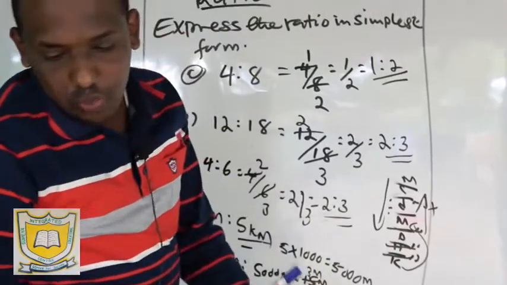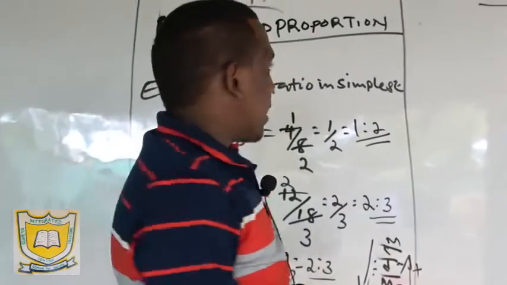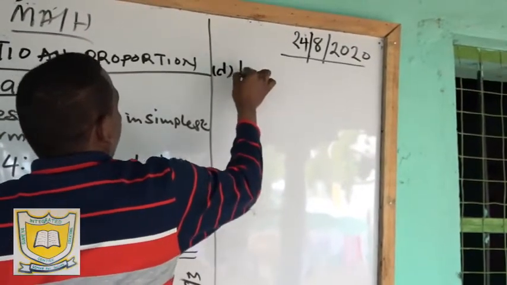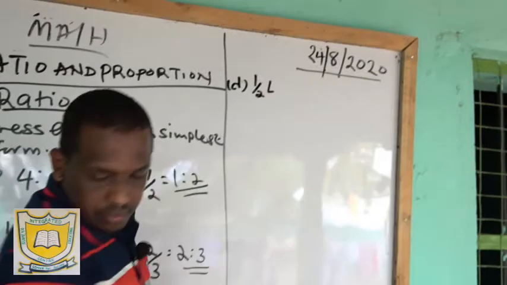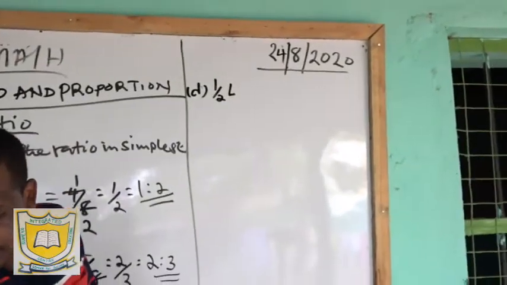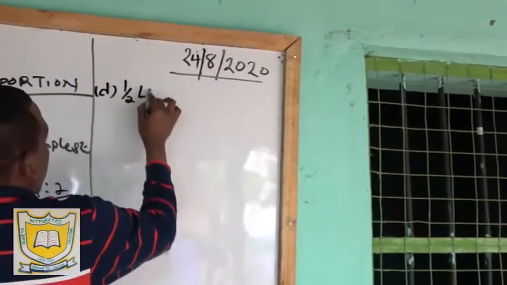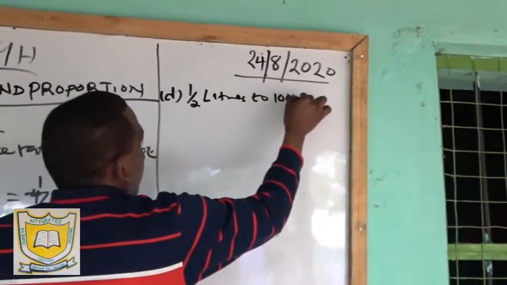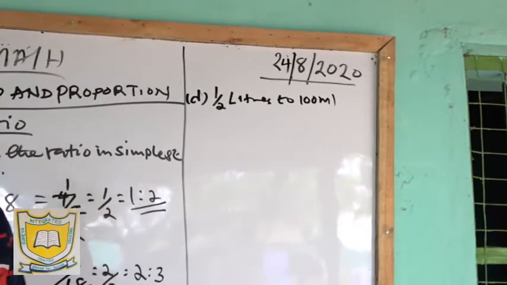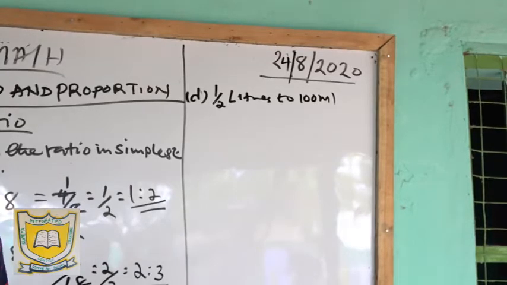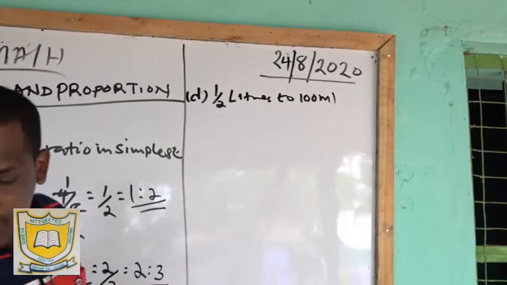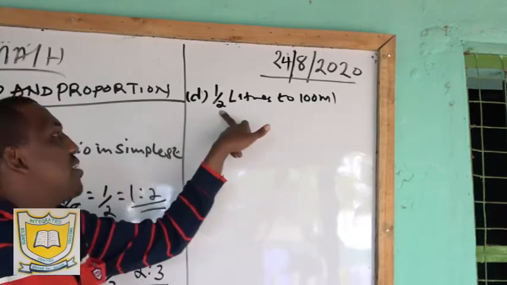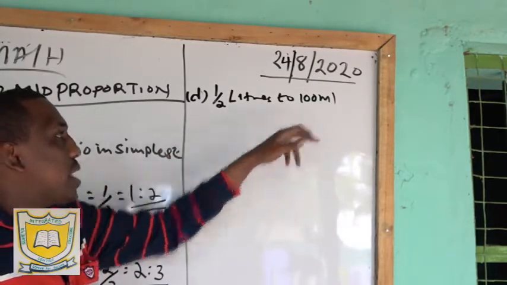The last one of this part is a half liter. I want to do this one. D is a half liter to 100 milliliters. So what do we do now? A half liter to 100 ml.